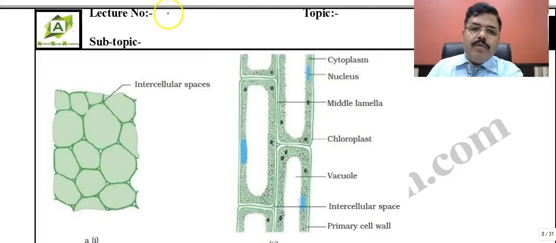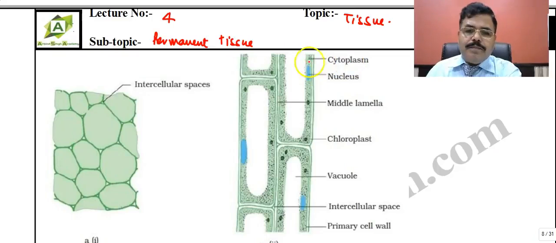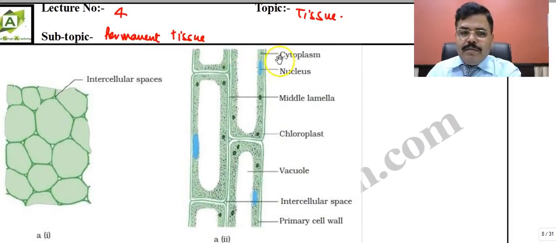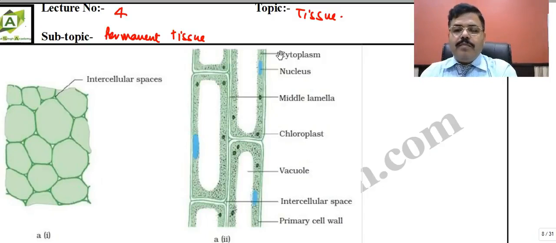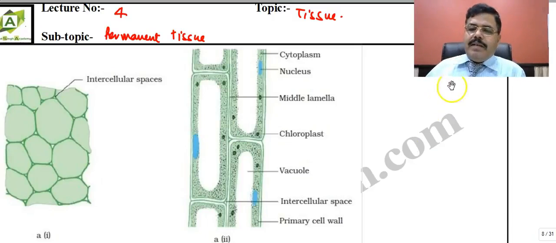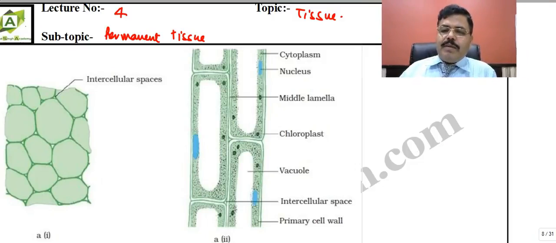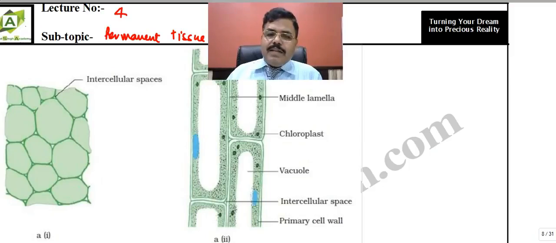This is lecture number 4 and this is permanent tissue. So what is permanent tissue? Let me revise this in 1 minute. Permanent tissues are the tissues formed by cells generated by meristematic tissue after they lose their ability to divide further. They form a permanent shape, size and structure, and that is called permanent tissue, and the process is called differentiation. That is what we had discussed.